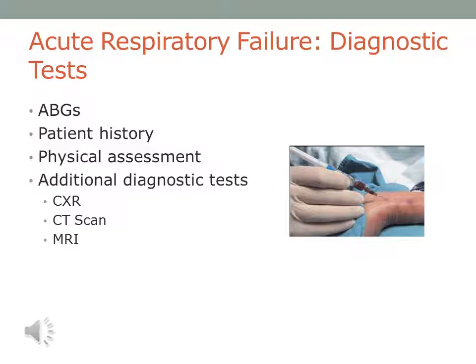Okay. Other tests that we could use are a chest x-ray or a CT scan or an MRI. And with those, they're looking for possible causes for the respiratory failure, things like pulmonary edema, pneumonia, heart failure, asthma, maybe cancers in the lungs. So we have to use a combination of things to determine if it's respiratory failure and what our causes are, because our cause is going to lead to how we treat it.